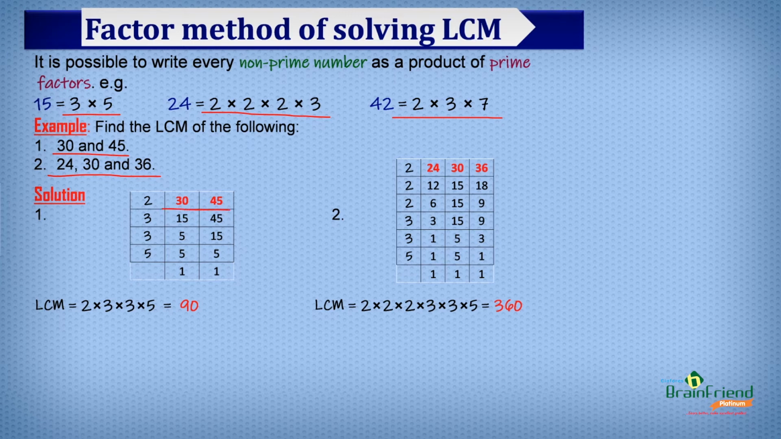So we arrange the numbers we have in a table like this. We have 30 and 45. We start with the smallest prime factor, which is 2. 2 into 30 gives us 15. And 2 into 45, of course, 2 cannot go into 45, so we bring down 45. Now, you realize that 15 cannot be divided by 2, and neither can 45 be divided by 2. So we try the next number, 3. 3 into 15 gives us 5. And 3 into 45 gives us 15. Now, you realize that 3 cannot go into 5, but it can still go into our 15.